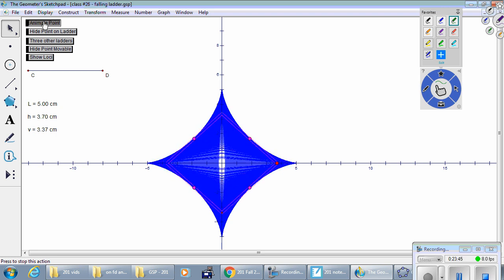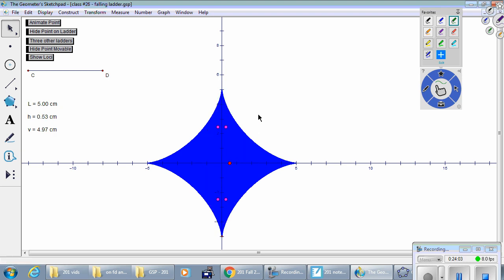And if you've just done the activity, hopefully that shape right there looks familiar. We've seen it recently here in the activity. That one is called an asteroid. So that's kind of cool. So the asteroid is the envelope of all 4 of these falling ladders. That's great. Let's move this thing in closer here.